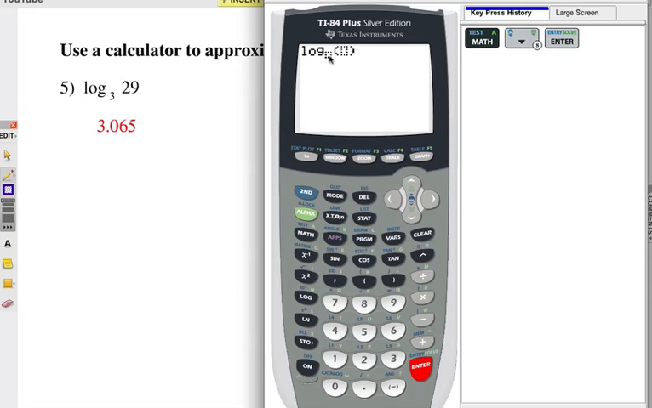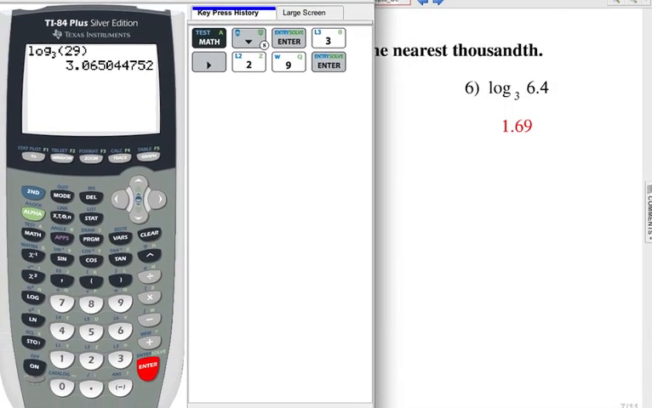Anyway, log base 3, so the cursor's waiting for me to type in a 3 there. And then I move the cursor into that box there. So what are we taking the log base 3 of? That'd be 29. So 29, don't forget to hit enter. And we're supposed to round to the thousandth, so that'd be 3.065, there you go.